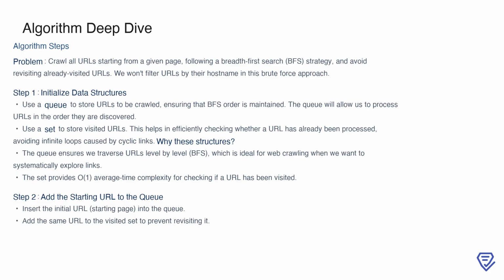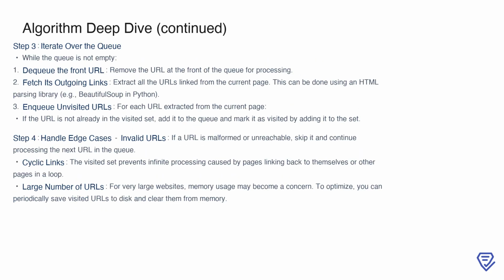Now that we've initialized our data structures and added the starting URL, we proceed with the iterative part of the algorithm. While the queue is not empty, we repeatedly remove the front URL for processing. This URL represents the current page we are analyzing. Using an HTML parsing tool such as Beautiful Soup in Python, we extract all outgoing links from this page. These are the URLs that the current page links to.